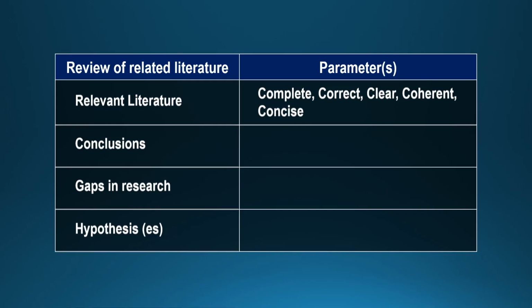Review of related literature needs to be evaluated on the 5 parameters: that it is complete, it doesn't have gaps. Both primary and secondary sources have been accessed by the researcher and they have been correctly synthesized, correctly reported, and there is clarity in the mind of the researcher while reporting the findings of previous studies. It is presented in a coherent manner, that one idea takes you to another idea, and it is concise, and one paragraph at the most is written on one particular major issue.